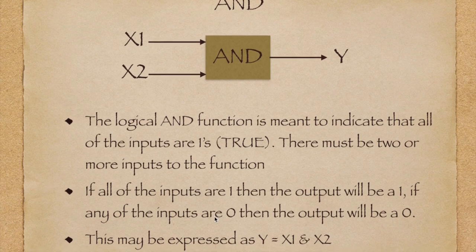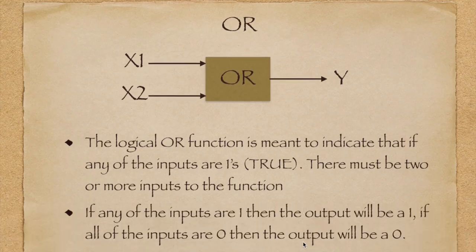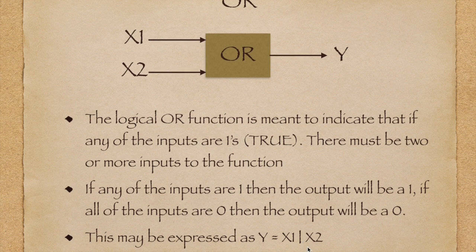The AND operation, we read when x1 is a 1 and x2 is a 1, then y is a 1. We express it with this type of expression. We use the ampersand as the AND operator. With the OR, it reads a little differently. Now it reads if x1 is a 1 or x2 is a 1, then y is a 1. We can express it using the OR operator from Verilog as y is equal to x1 or x2.